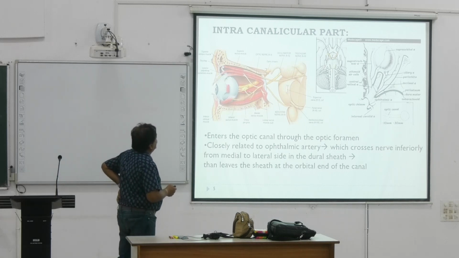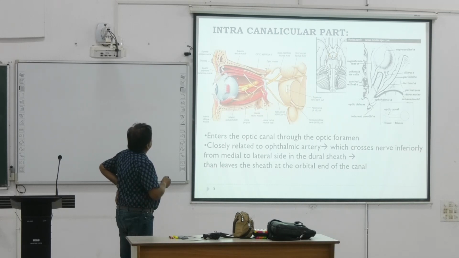Now, the intracanalicular part. It enters the optic canal through the optic foramen, closely related to the ophthalmic artery, which crosses the nerve inferiorly from medial to lateral side in the dural sheath, then leaves the sheath at the orbital end of the canal. Here, this is the optic nerve. The optic chiasma is here.